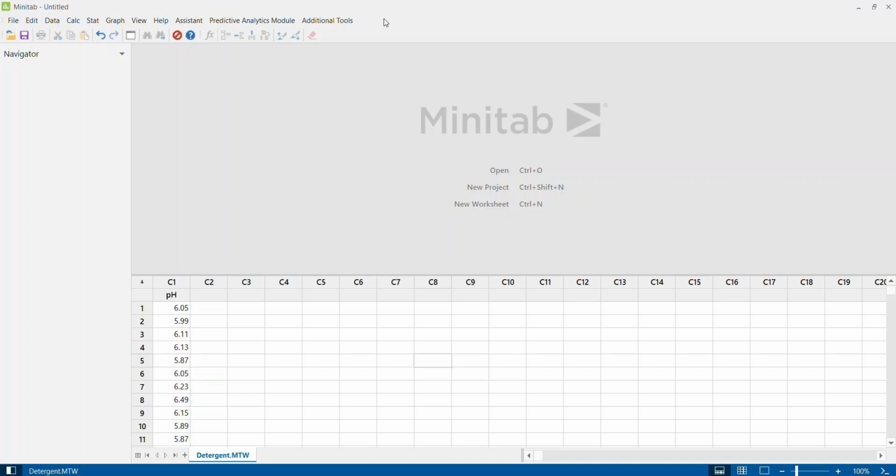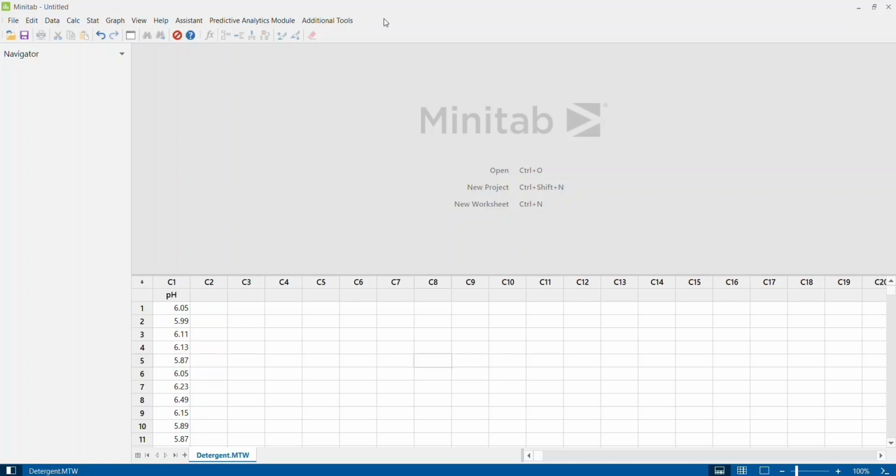At this point, it's too early to get into I chart, X bar R, X bar S, these kind of terminologies, individual moving range chart, average and range chart, average and standard deviation. It's too early to get into all these kind of nuances of control chart. To start with, we will consider this as a variable data.